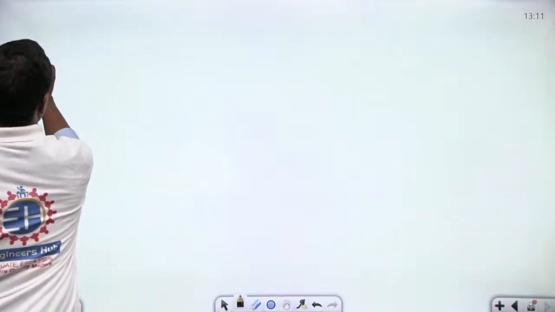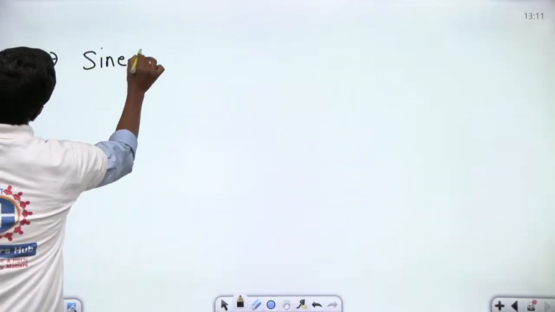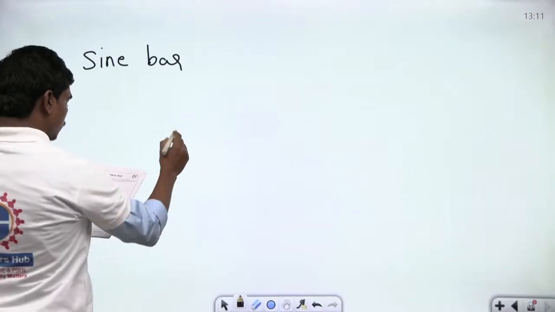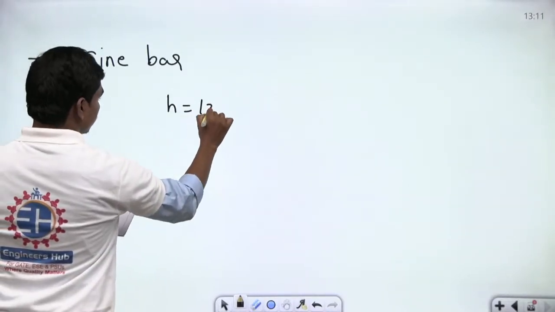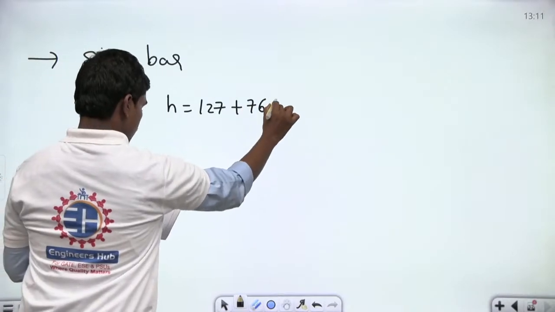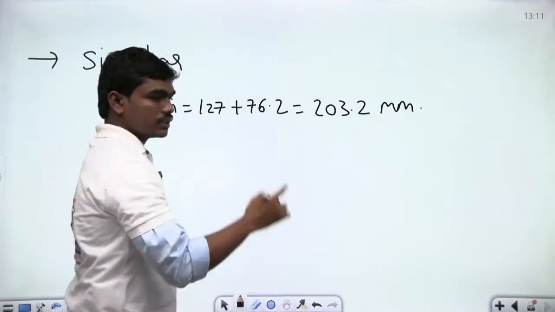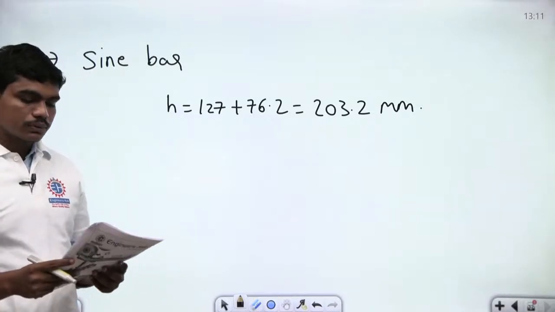Okay, next they have given you a sine bar question. In the sine bar question, they are asking you for the total height of this bar. So this total height is equal to 127 plus 76.2, which is 203.2 mm. This is the total height at which the ball is located. Okay, so this is what we have from our side.